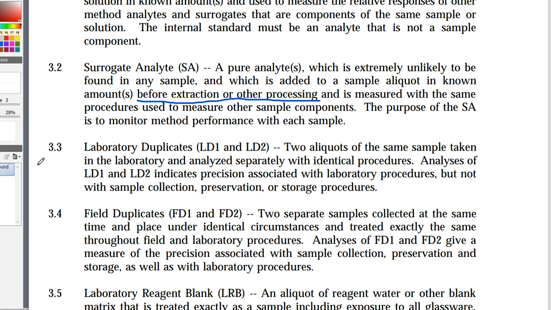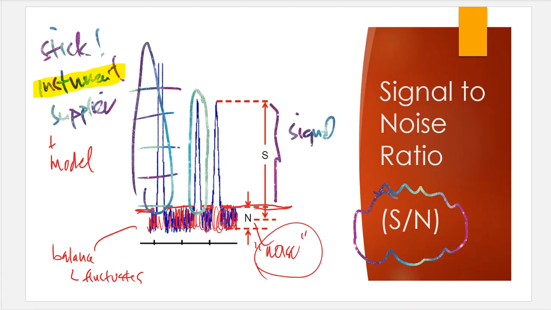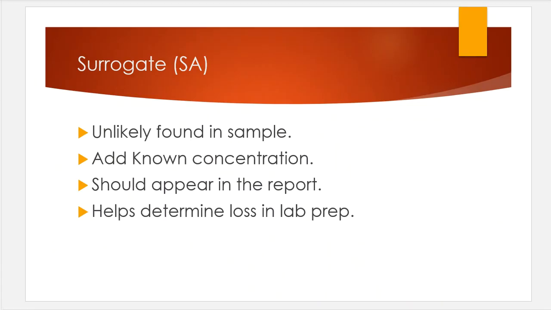All right, so that is the overall summary of what a surrogate is. Again, unlikely found in a sample. We're going to add that concentration. We'll know how much it is. It should show up in the report, so we hope we get a signal from it, and that value should match the expected value. And this helps us to determine, did they handle and did they process samples accordingly?